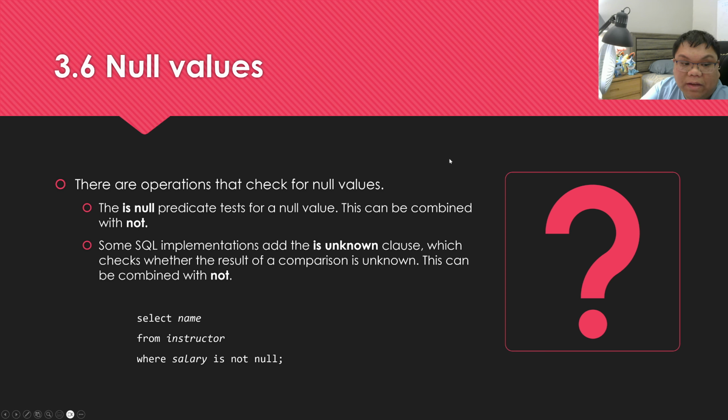So we can have a query, for example, select name from instructor where salary is not null. So we are looking for instructors whose salary is known.